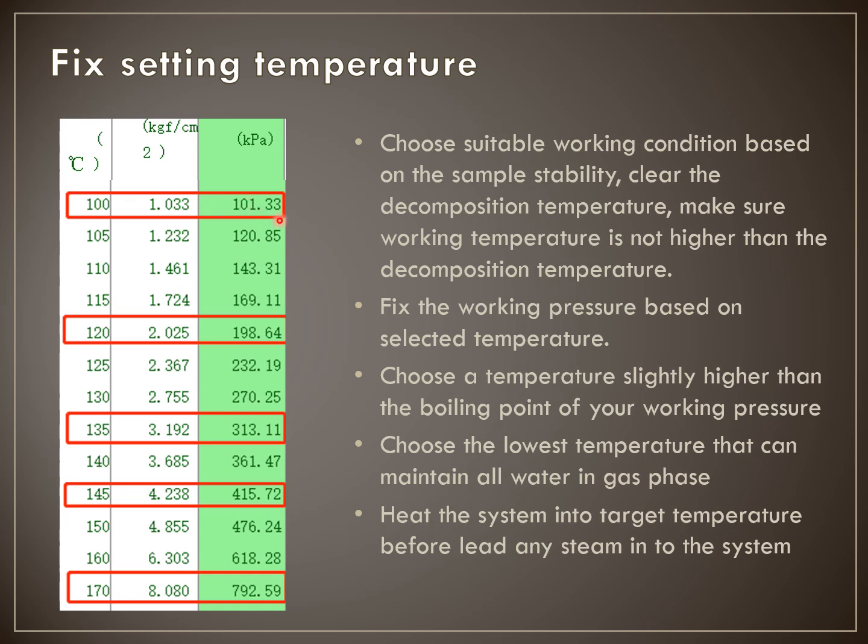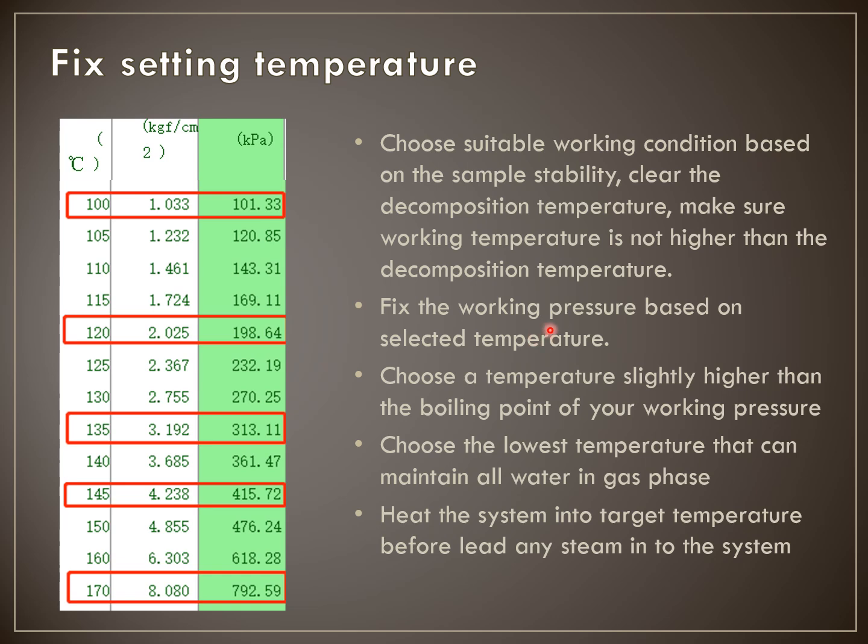So to conduct a pressure treatment of the sample with steam, you must clearly know the conditions you require. Based on the sample property, we have to make sure that the condition we select does not affect the stability of the sample. This means our selected temperature must be lower than the decomposition temperature of your sample. With the selected temperature, you can clearly know the pressure you require for your treatment.